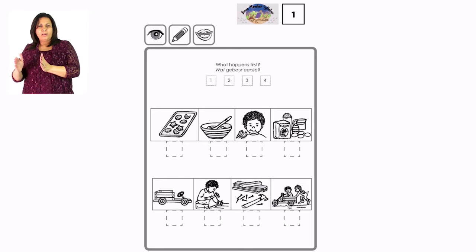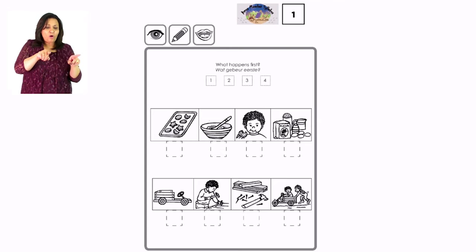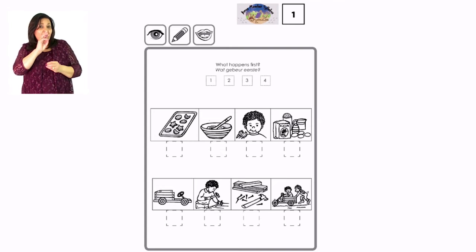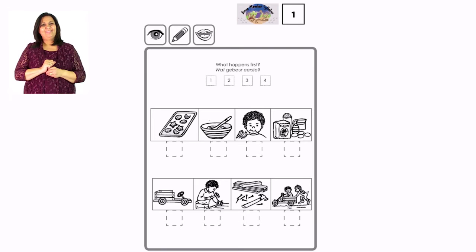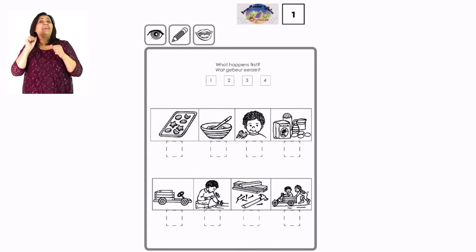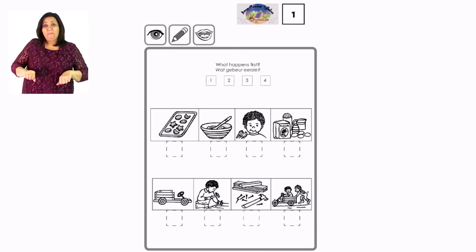After mixing everything, what happens next? We need to cut out the cookies and place them on the tray so that we may be able to bake them. So there is the picture. The first picture is right at the beginning. So that is picture number 3. Once we have baked the cookies, what happens last? We can eat the cookies, and there is a little boy eating the cookies.